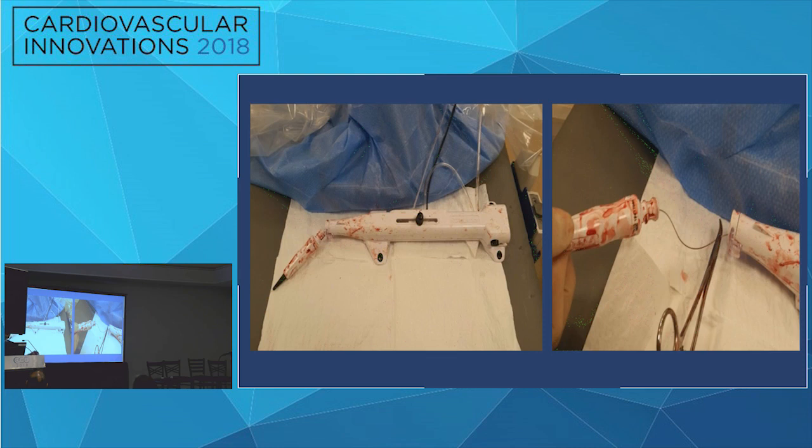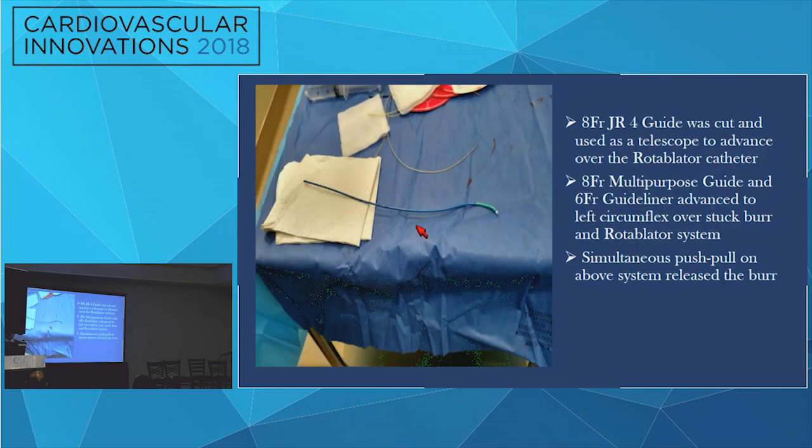These would not permit me to advance an 8 French sheath with the dilator. The dilator would not accept it. And I didn't try to advance an 8 French sheath over just this. I didn't want to cause any vascular issue in addition to what's happening up in the heart. So what I did is that I brought an 8 French GR4 guide and cut it here.